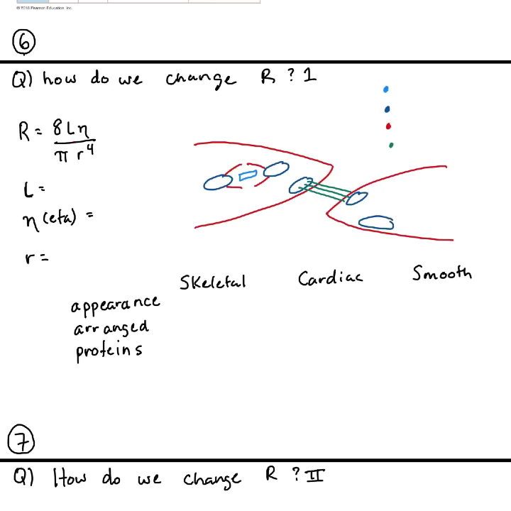L. And L for us means the length of the blood vessel. In other words, if you make your blood vessel longer, then there's more blood vessel for the fluid to interact with, and therefore your resistance will increase. This is not an N. It actually stands for the Greek letter eta, and it stands for viscosity.